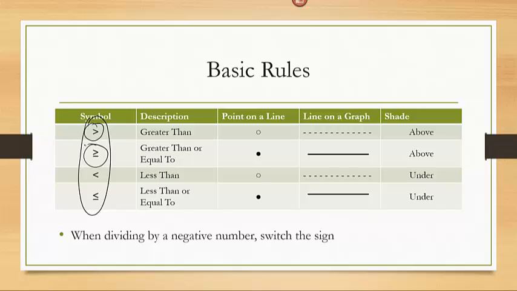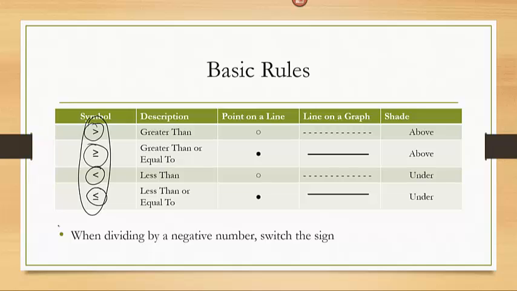On a graph, you shade above. This symbol here means less than. It is an empty dot, just a circle. On a graph, it's a dashed line, and you shade underneath the line. And then this symbol here is less than or equal to. On a number line, it's a solid dot. On a graph, it's a solid line, and you shade underneath the line.